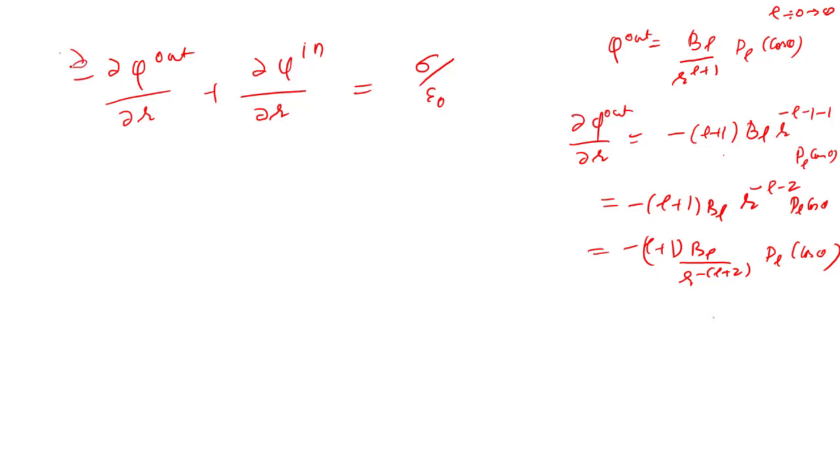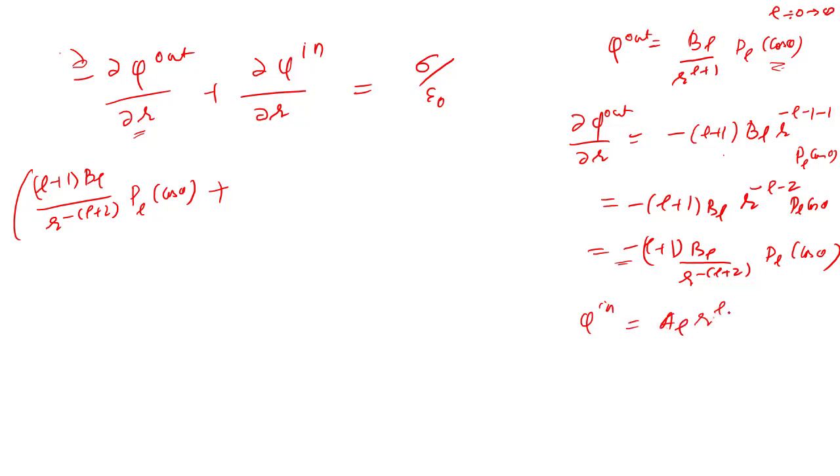And I need a negative sign here, so this negative sign would go away. So here I would get L plus 1 times BL by r to the power minus L plus 2 PL of cosine theta, right? We are doing this only with respect to r here, so PL of cosine theta is simply a constant there.